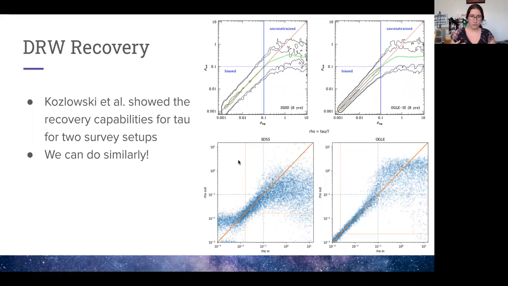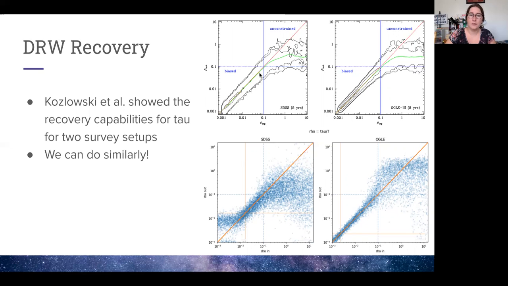So what we've done is we've worked on some methodology to recover these damped random walk parameters, similar to work that's been done in the past. We've compared our methods of recovering these parameters from our simulations with some previous work, specifically Kozlowski et al. And you can see here on the upper two plots from their paper, what they were able to do is compare the input and output parameters that their search returned versus what they injected. And this is for parameter rho, which is just the variability timescale tau divided by the length of the observation.